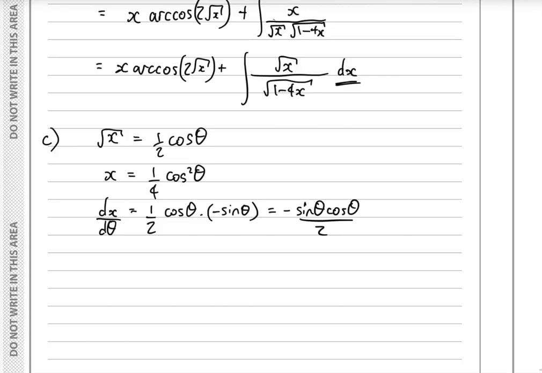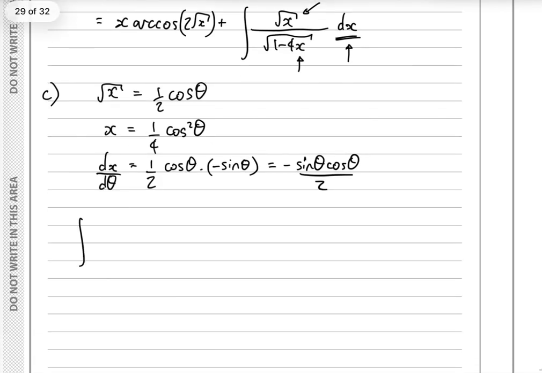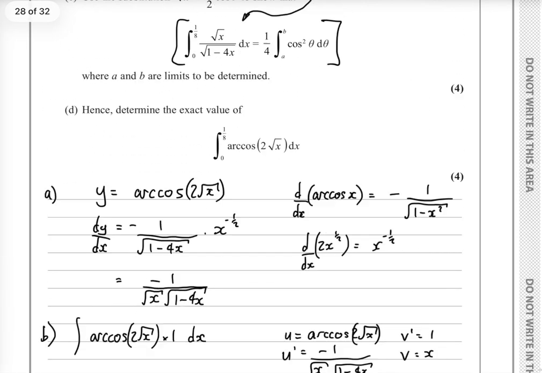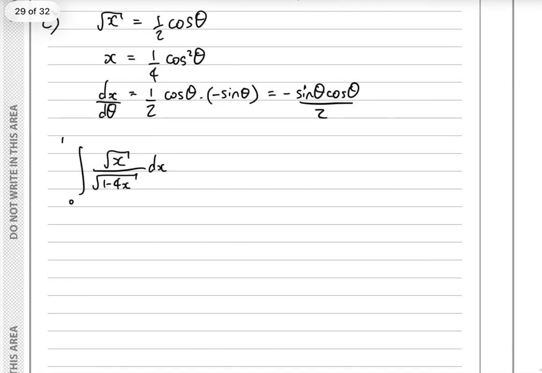So we know what root x is for the numerator, we know what x is to slip into this denominator here, and we know what dx is in terms of theta and d theta. So now we can go ahead and do the substitution. Root x over root 1 minus 4x dx, and we had limits on this, 0 to 1 over 8. I'll deal with those in a moment.